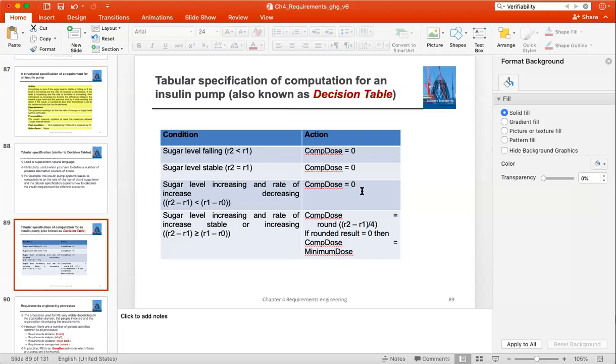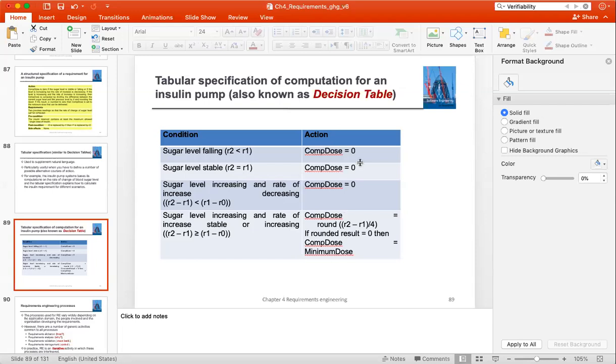Obviously this is a medical decision, by the way. You need to be told this by a doctor or a specialist who tells you, yeah, if we find that the sugar level rate of increase is decreasing, then we don't give anything, because it's just going on a negative gradient, even though it has actually gone up. And the negative gradient is for the rate of increase. But if the sugar level is increasing and the rate of increase is stable or increasing, then we calculate a dose in this way.